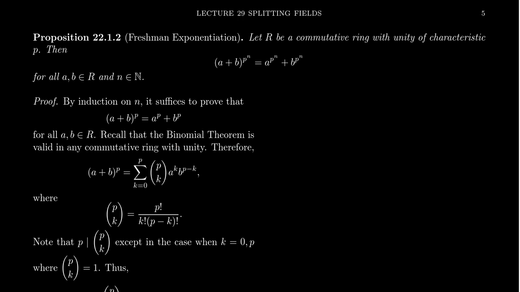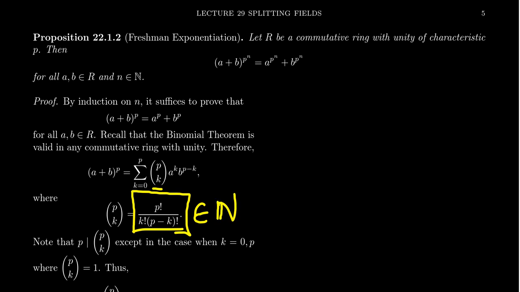And so therefore, this shows us that (a + b)^p is equal to the sum, where k ranges from 0 to p, of the binomial coefficient p choose k, which, as a reminder, by definition is equal to p factorial over k factorial times (p minus k) factorial. One interesting thing about these binomial coefficients is that this is always an integer. This belongs to the set of integers. In particular, it belongs to the natural numbers.